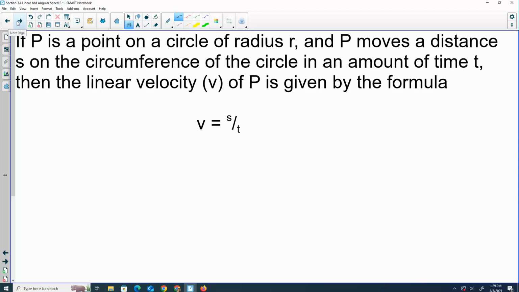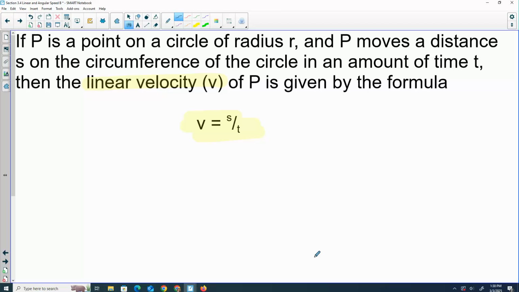The first one is linear velocity. V is the formula we use for it, and it's S over T. So velocity is like speed. A linear speed, that's what you're used to thinking about when you see a distance or a speed given. Like if you're finding the speed of your car, just how far you go divided by how long it takes you, right? Distance divided by time.